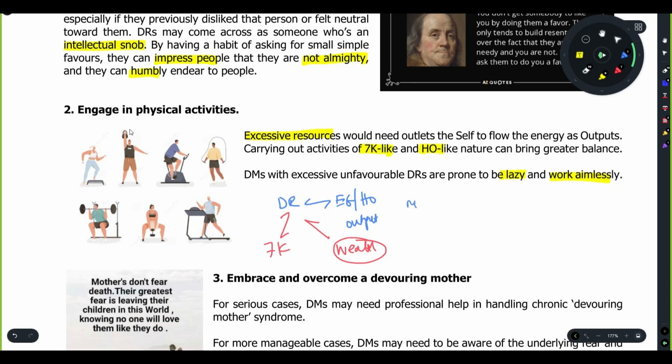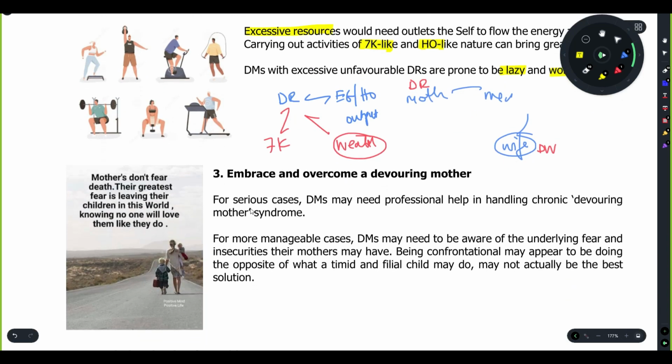That is why some mothers of men don't like to see the wife. Because the wife represents the wealth of the man, which represents the direct resource. So that's where there is a bit of a conflict between them. The mother is more skeptical and more choosy about the man with the direct resource. And so this is where the devouring mother controls the day master.